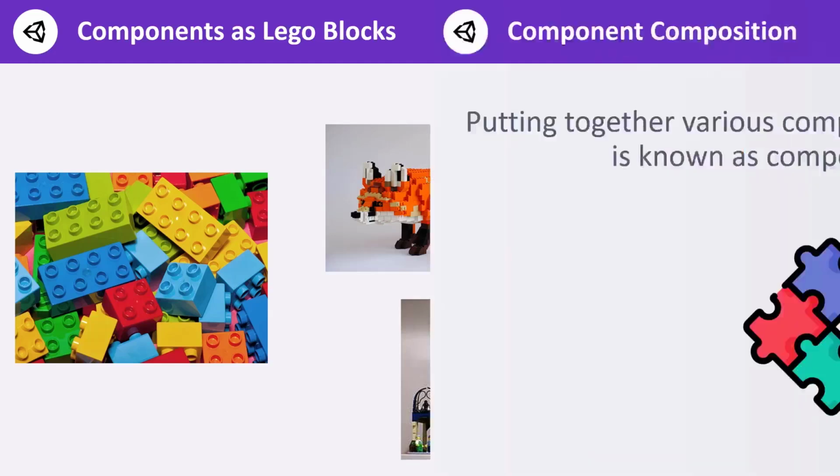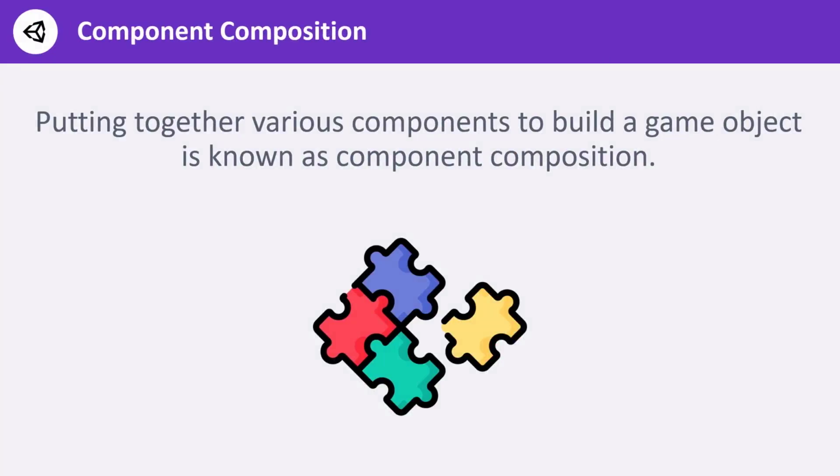This definition can be taken over to Unity. Component composition is the idea of putting together various components to build a game object. By themselves, game objects are nothing special. We must add components to get the desired appearance and behavior. The Unity team encourages developers to apply components to build their game objects.